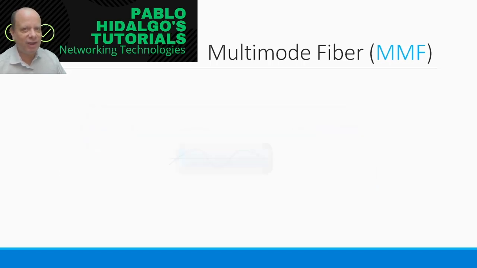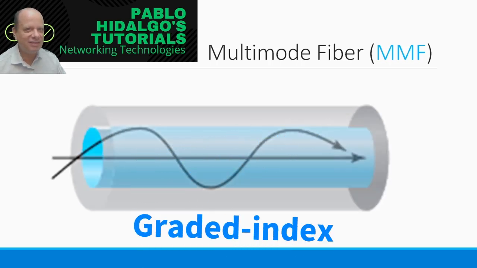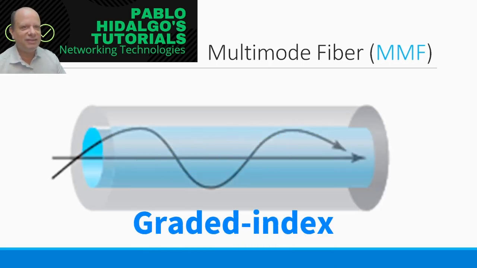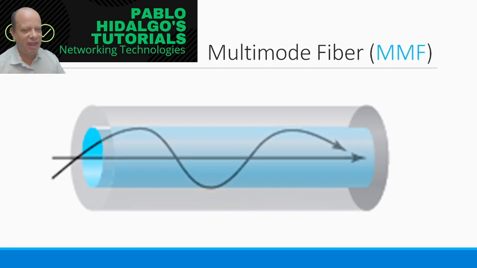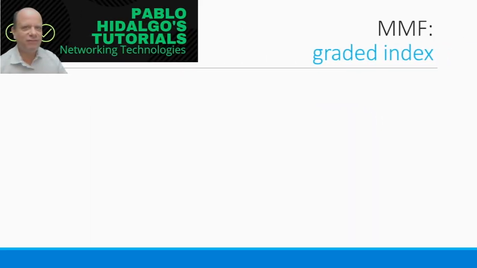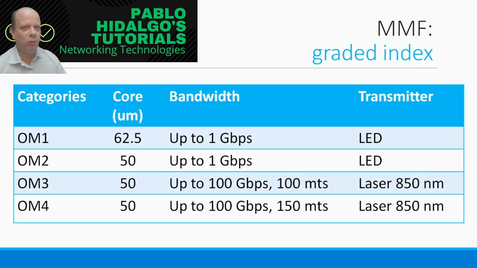A second type of fiber, called multimode graded index fiber, decreases this distortion of the signal through the cable. Density is highest at the center of the core and decreases gradually to its lowest at the edge. There are different categories of graded index multimode fiber optic cable. The TIA-EIA recognizes OM1, OM2, OM3, and OM4.